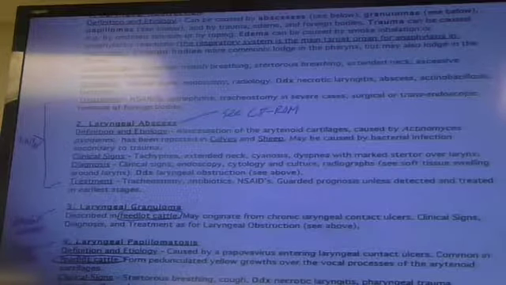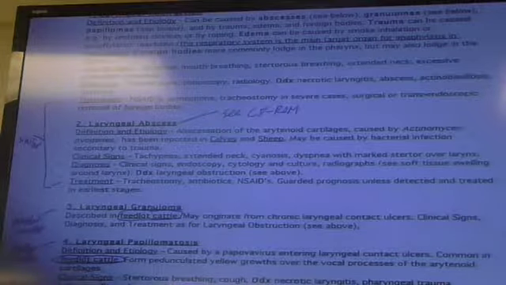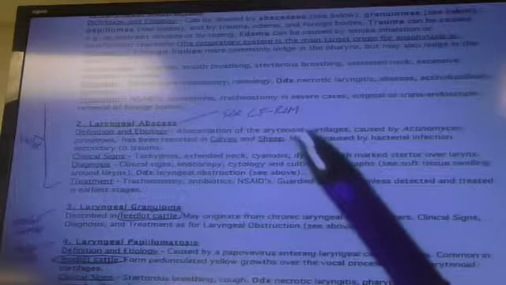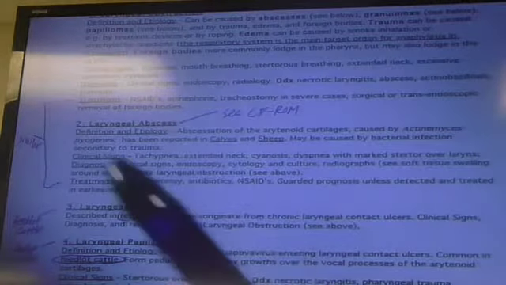All right. Some other things to point out with these conditions. Laryngeal abscesses, for example, abscessation of the arytenoid cartilages. So that's the causative agent, Actinomyces pyogenes.